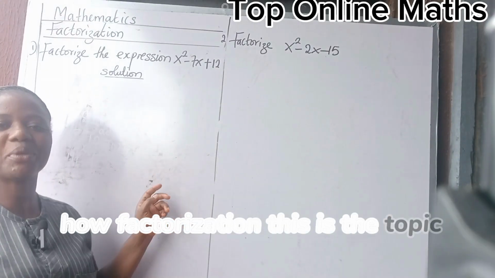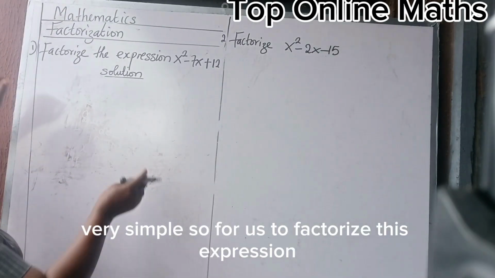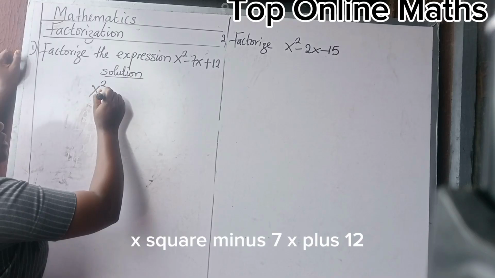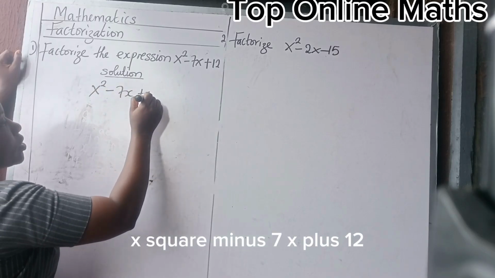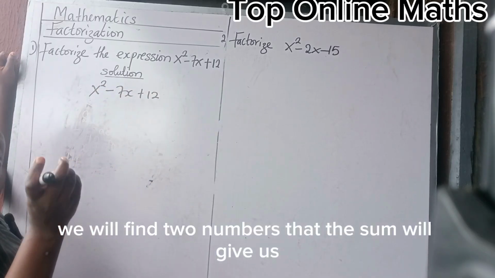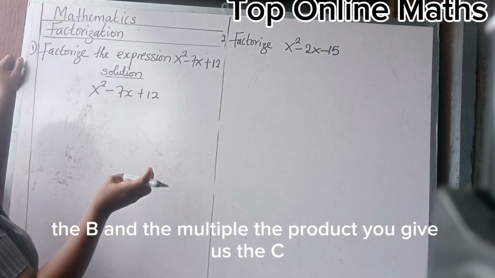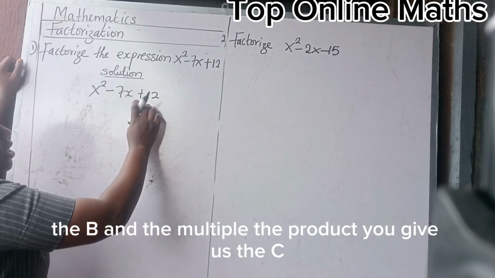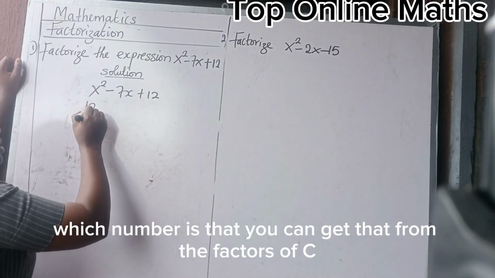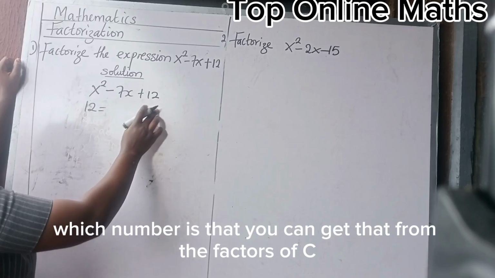Factorization. Do you see the topic on the board? Very simple. So for us to factorize this expression, x squared minus 7x plus 12, we will find two numbers whose sum will give us the b and whose product will give us the c. Which numbers are those? You can get that from the factors of c.